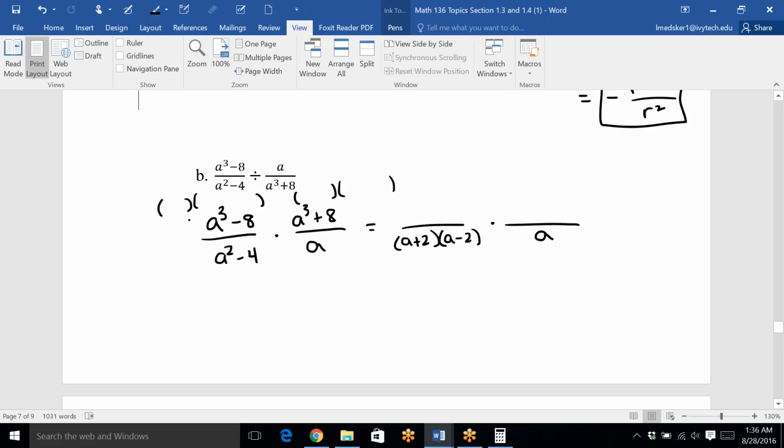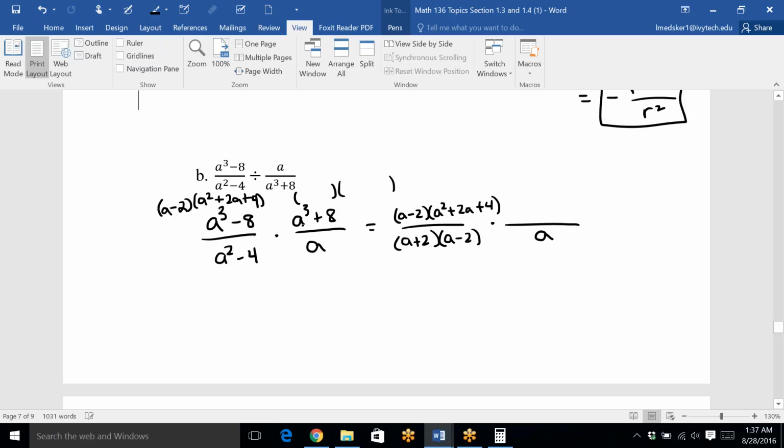Cube root of a cubed is just a. Cube root of 8 is 2, and we're going to keep a negative here because of the minus sign in the original. a times a is a squared. Change signs, so now we're plus. a times 2 is 2a, and always positive. 2 times 2 is 4. So this first top is a minus 2, a squared plus 2a plus 4.